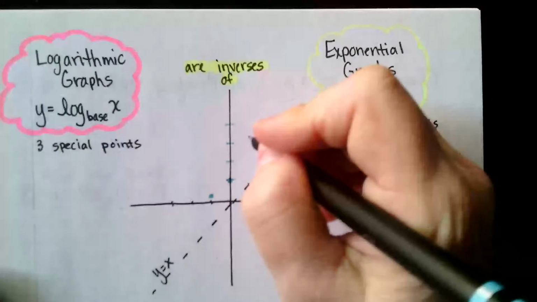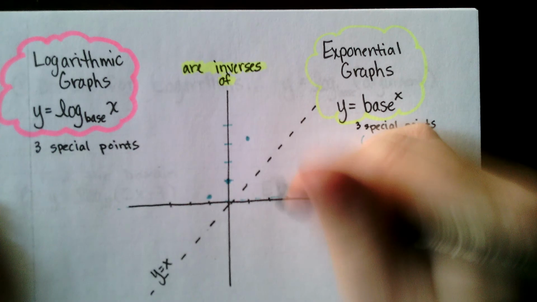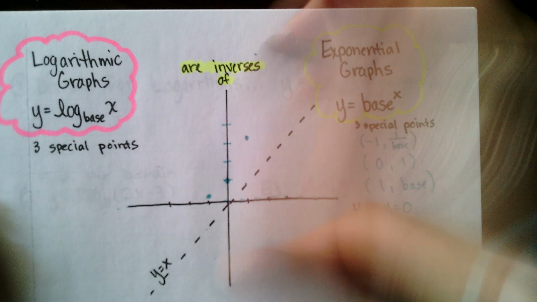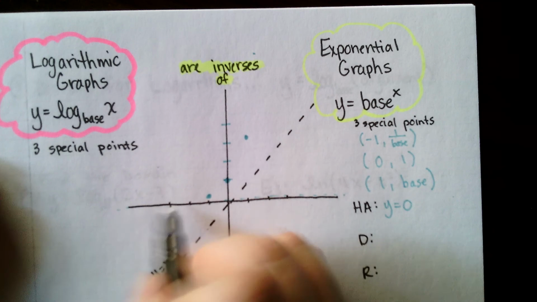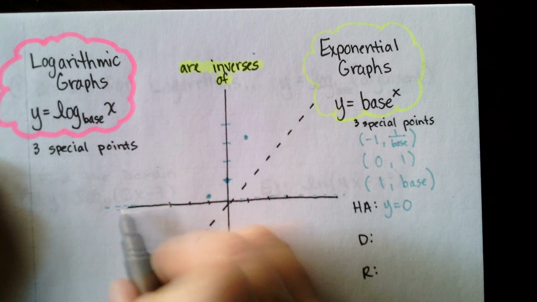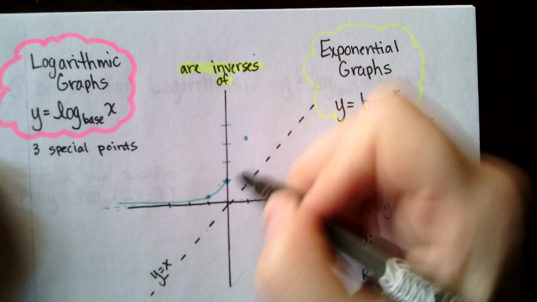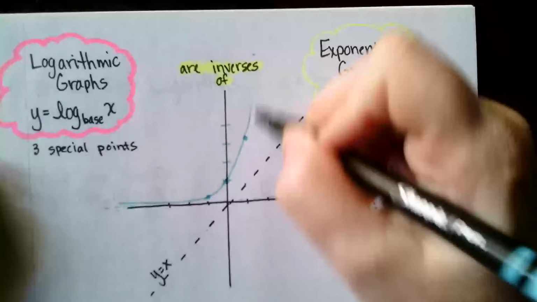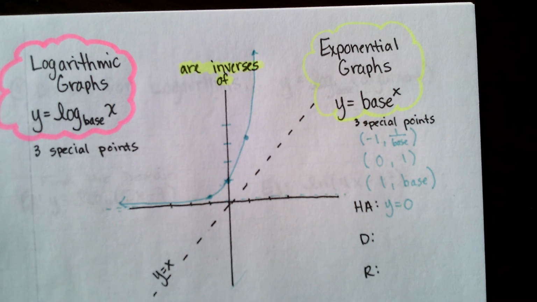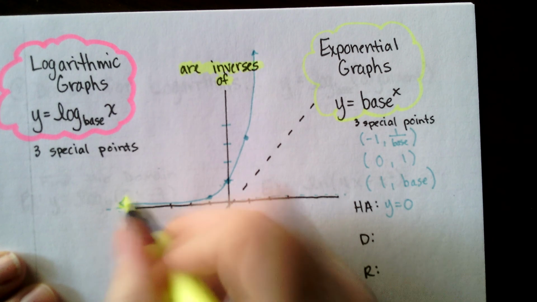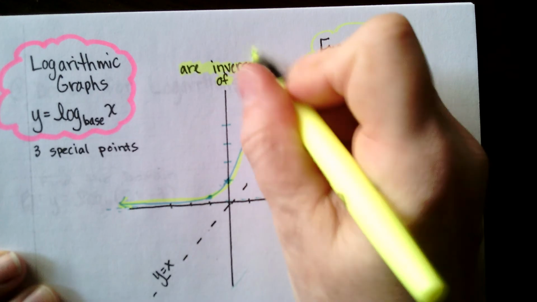Then if we did 2, it would be the base squared, and they just get bigger and bigger and bigger. Remember that one end of our exponential graph was going to ride along the asymptote, and the other end is going to zoom away from the asymptote. So our exponential graphs looked like that. They were kind of zoomy. One end along the asymptote, the other end away from the asymptote.